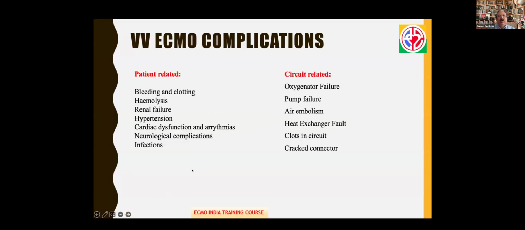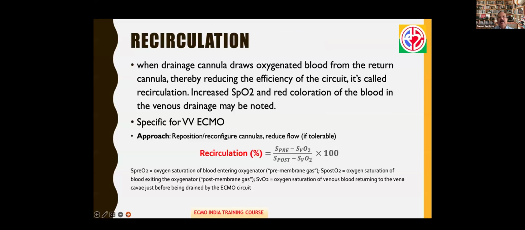Complications of VV ECMO are patient related and circuit related complications. I'll touch upon them very briefly as my time is coming closer and closer. Bleeding and clotting, hemolysis, renal failure, hypertension, cardiac dysfunction, arrhythmias, neurological complications, etc. So these are all the complications to be monitored in patients on ECMO. Circuit-related complications are failure of the equipment such as oxygenator failure, pump failure, air embolism, heat exchanger fault, clots in the circuit, and cracked connectors.